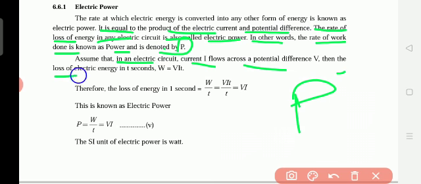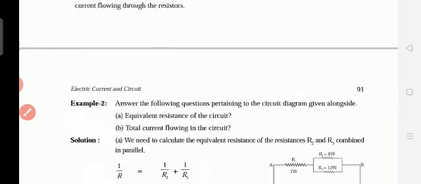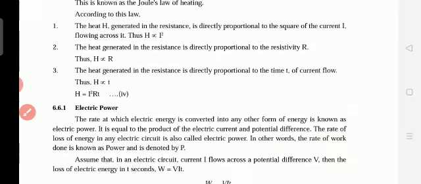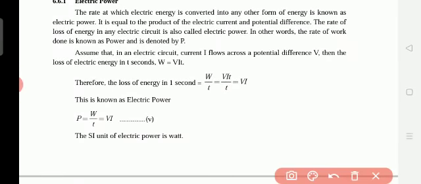In an electric circuit, current I flows across a potential difference. Then the loss of electric energy in t seconds is W is equal to VIt. Understand? So when the current flows in the electric wire across a potential difference, then the loss of electric energy in t seconds is W is equal to VIt. Potential difference means when the electricity starts to flow from one end to the other end.